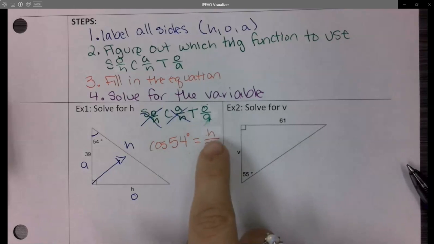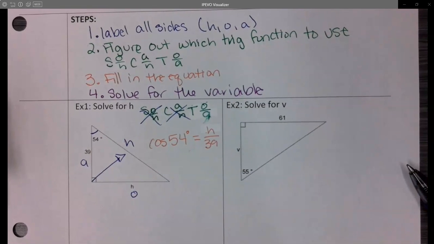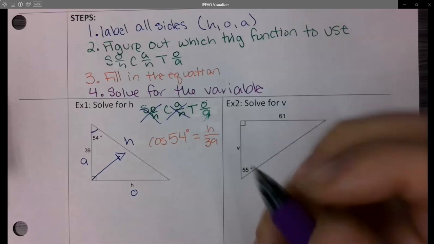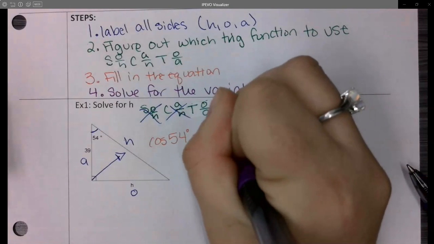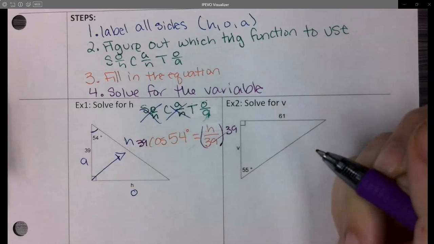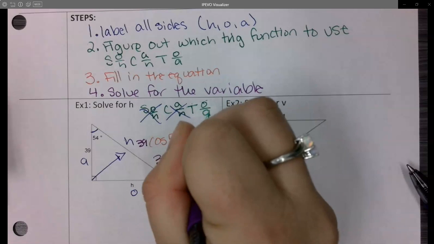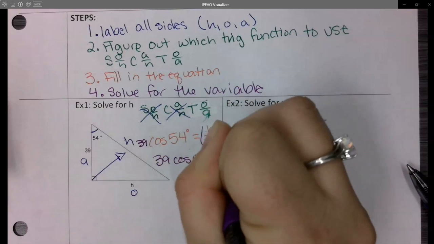Then I want to get the letter h all alone. Since this is a fraction, remember the way you get rid of it is by multiplying both sides by 39. That will cancel out on my right side. And I'm going to have 39 cosine 54 equals h.